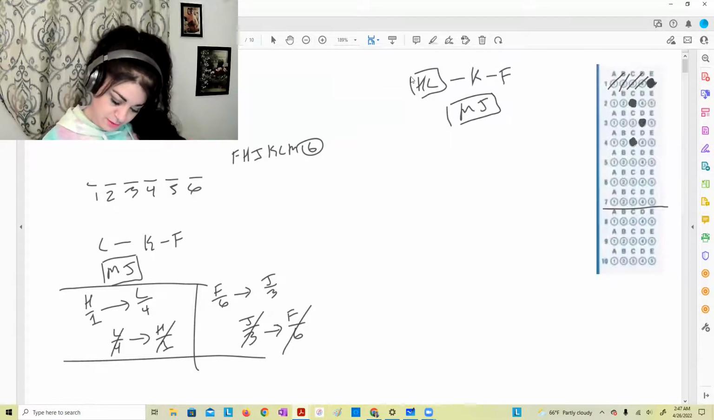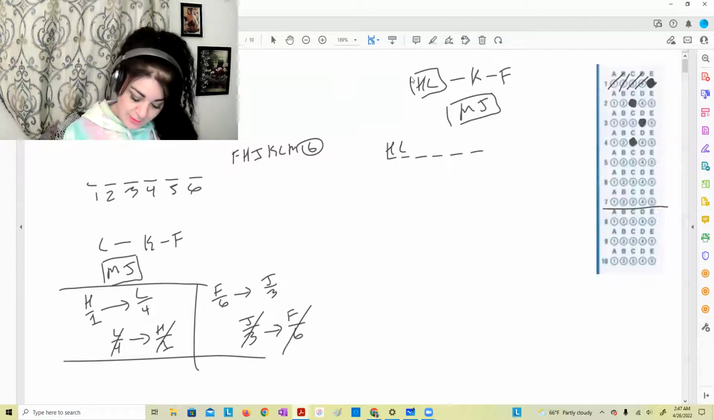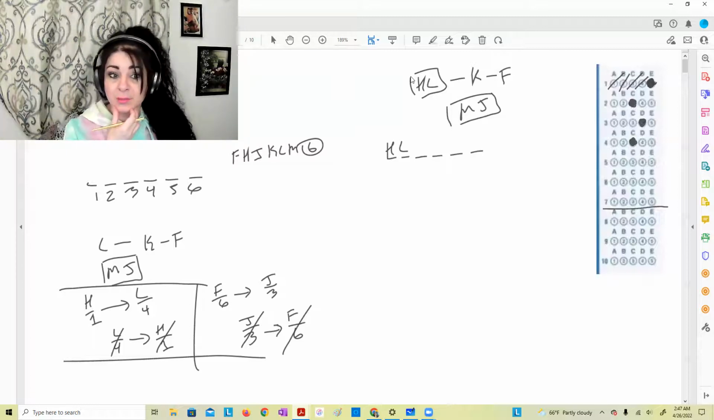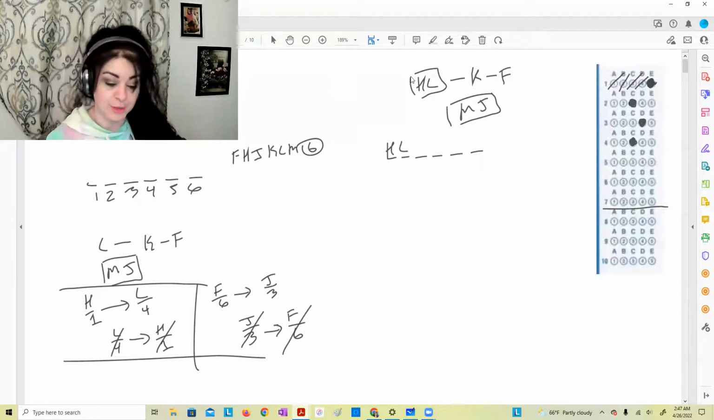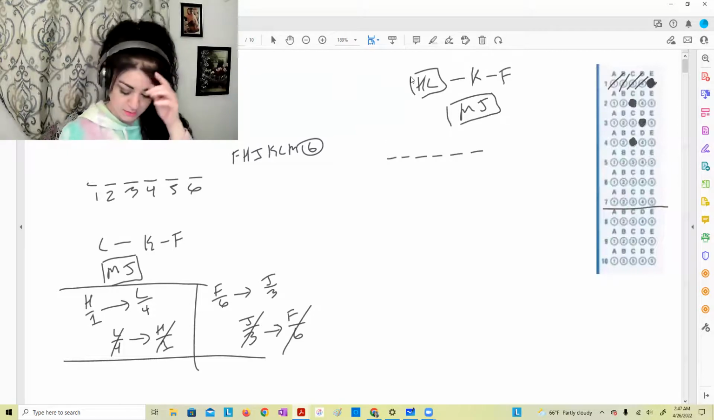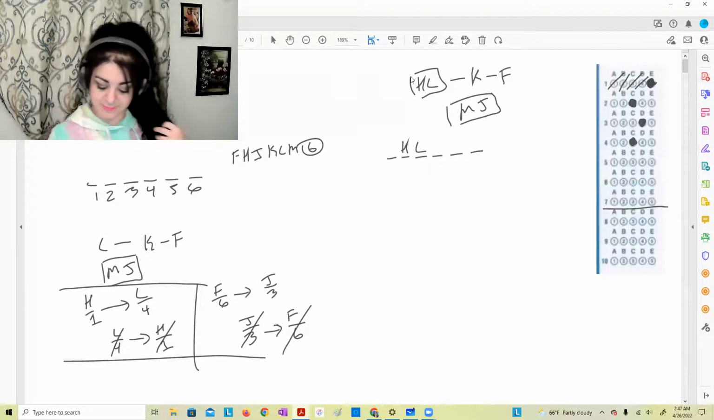Here's where this wouldn't work. Where would we put this HL block? There's no way I could put it in 1 and 2, because if H is in 1, L has to be in 4. So that wouldn't work. So let's try zhuzhing it down the line a little bit. Let's move it to the right. Let's do it like that.